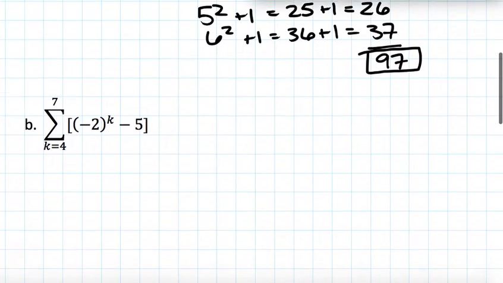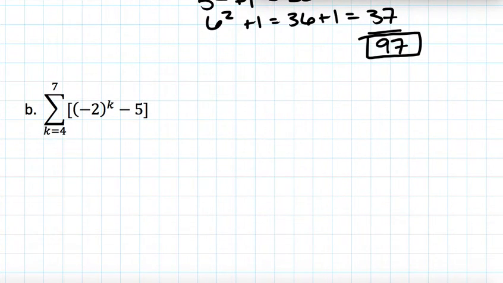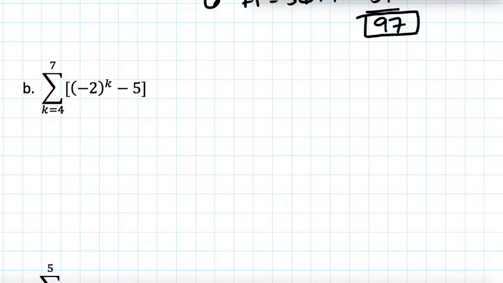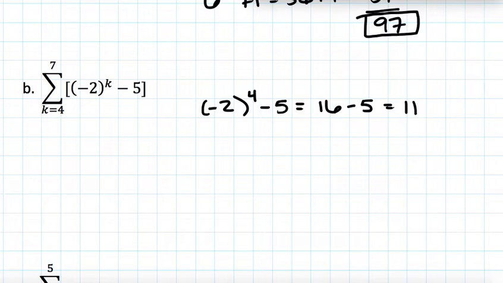Part B. This one is only going from 4 to 7. So I'm going to start with 4 and plug in 4, 5, 6, and 7 instead of starting with 1. And then the formula here is negative 2 to the k minus 5. So we're going to plug in 4, negative 2 to the 4 minus 5. Use a calculator if you're not very good at doing these exponents in your head. This will be positive 16. Remember to put parentheses around the negative 2. Minus 5, which is 11.